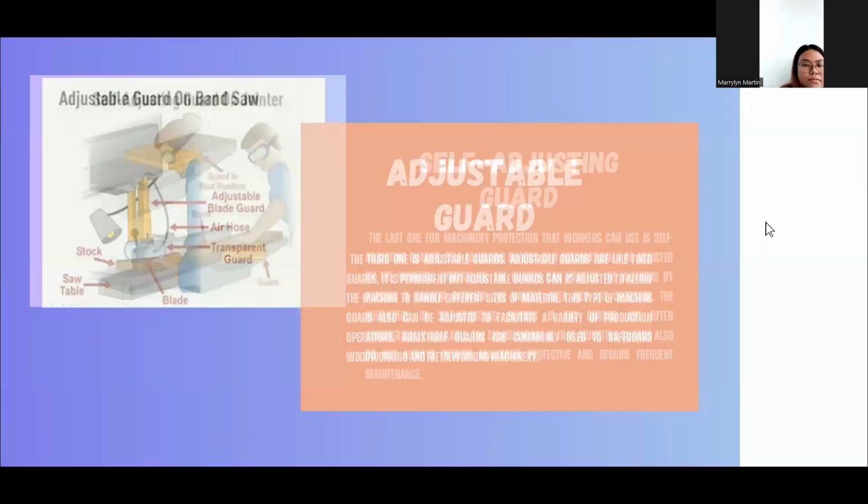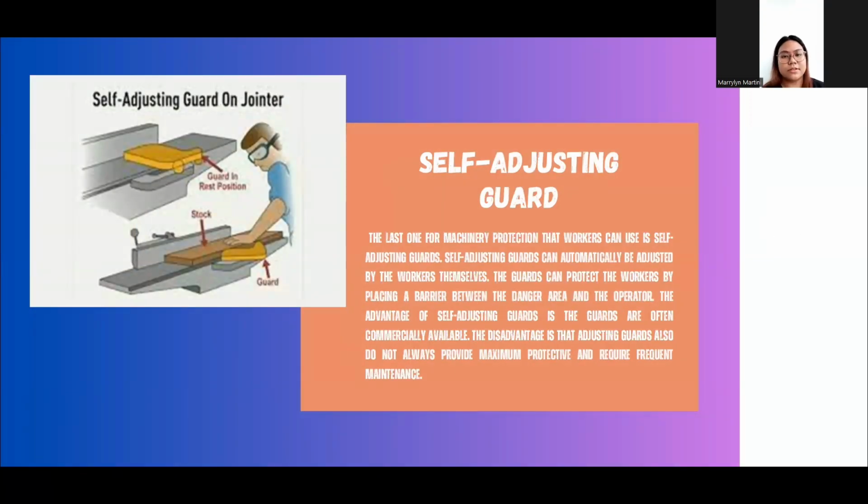The last one is self-adjusting guards. This guard adjusts by itself as the workers operate. This guard protects workers by placing a barrier between the danger area and the operator. The advantage of this guard is that it is often commercially available. The disadvantage of this self-adjusting guard is that it does not always provide maximum protection and requires frequent maintenance.